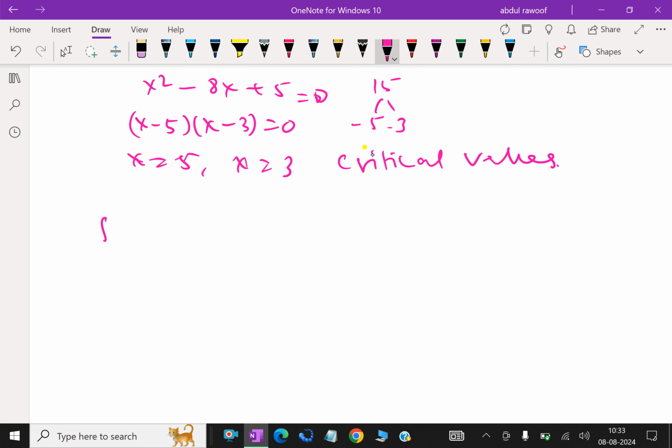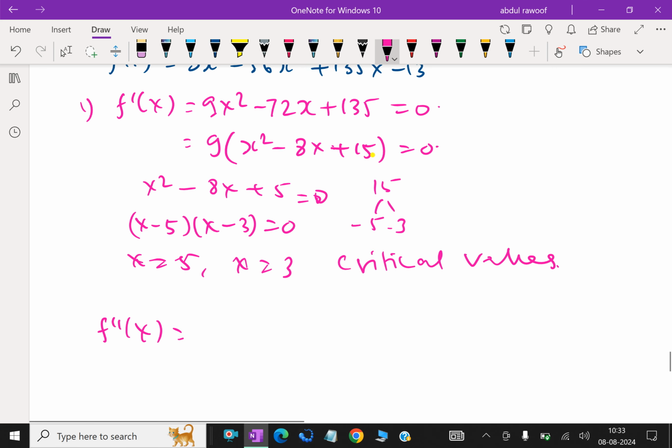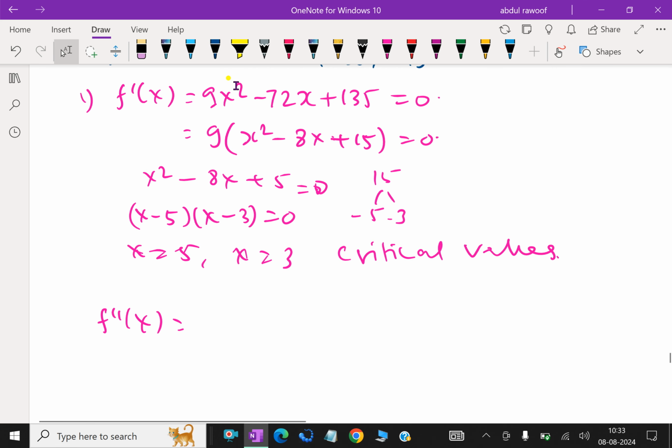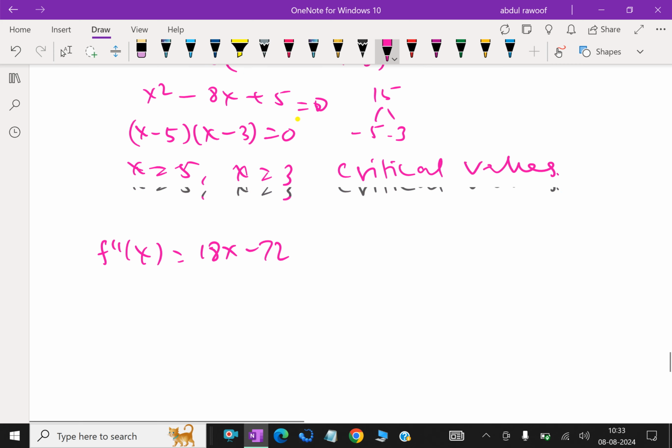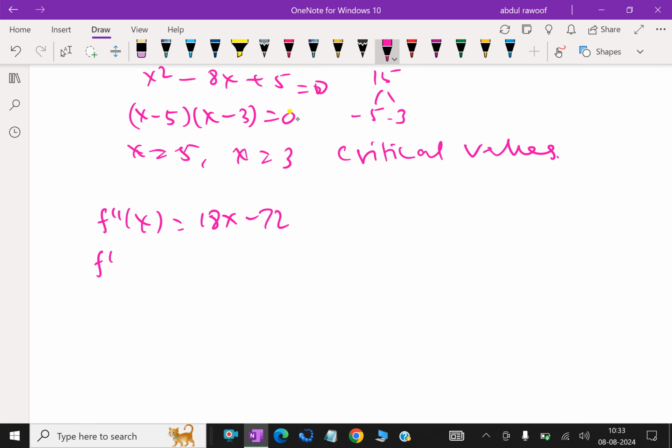f double dash of x. You have to find f double dash of x. F of x is this one. F dash of x is this. This derivative is 18x minus 72. So we have to put the critical values. First, f double dash of 3. We got critical values 3 and 5.